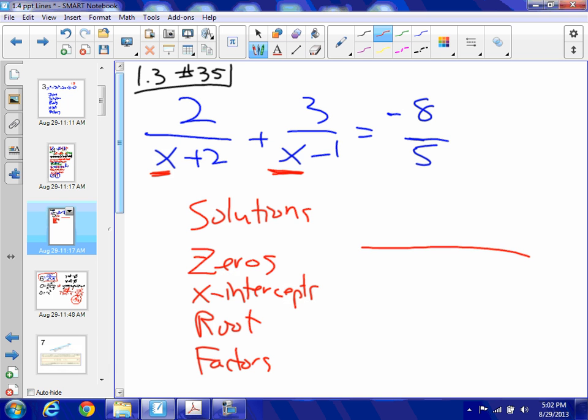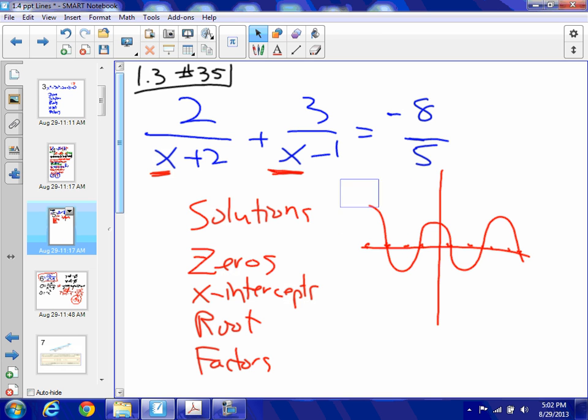So if I was to graph it, they're the values for x that are going to be making y equal to 0, so anywhere on the x-axis. So anytime I would cross the x-axis, that would be a zero, a solution, a root, or an x-intercept. So we need to find those.